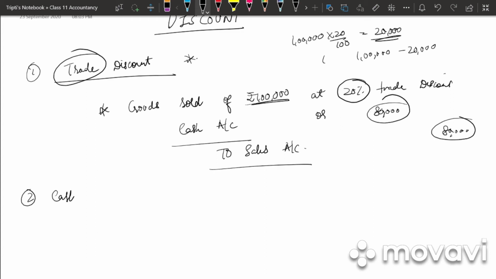Write down the second one, cash discount. Under that write down, this discount is allowed to the customers for making early payment. Full stop. In other words, cash discount is allowed only if the customer makes the payment within a fixed period.